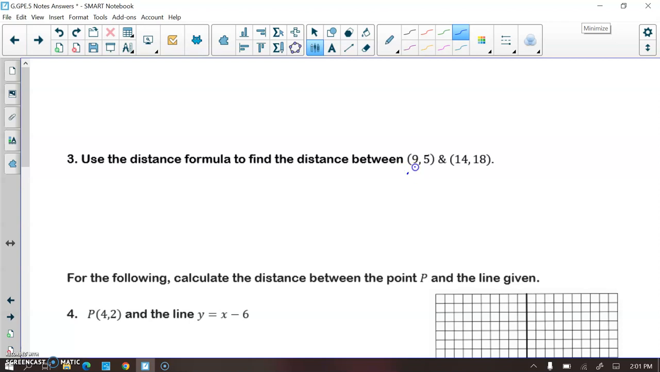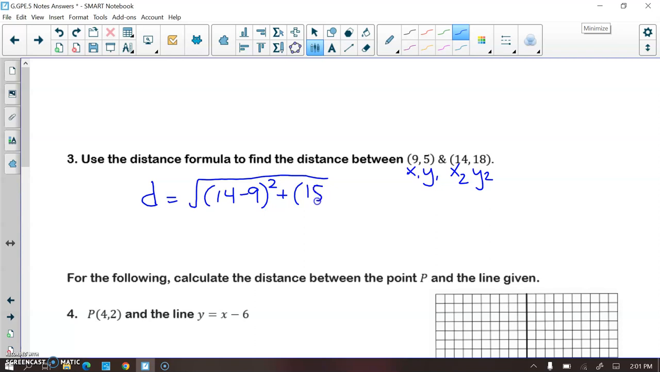I'm going to label my 2 points x1, y1, and x2, y2. And now we're going to use the distance formula, which is d is equal to the square root of x2 minus x1 squared plus y2 minus y1 squared.